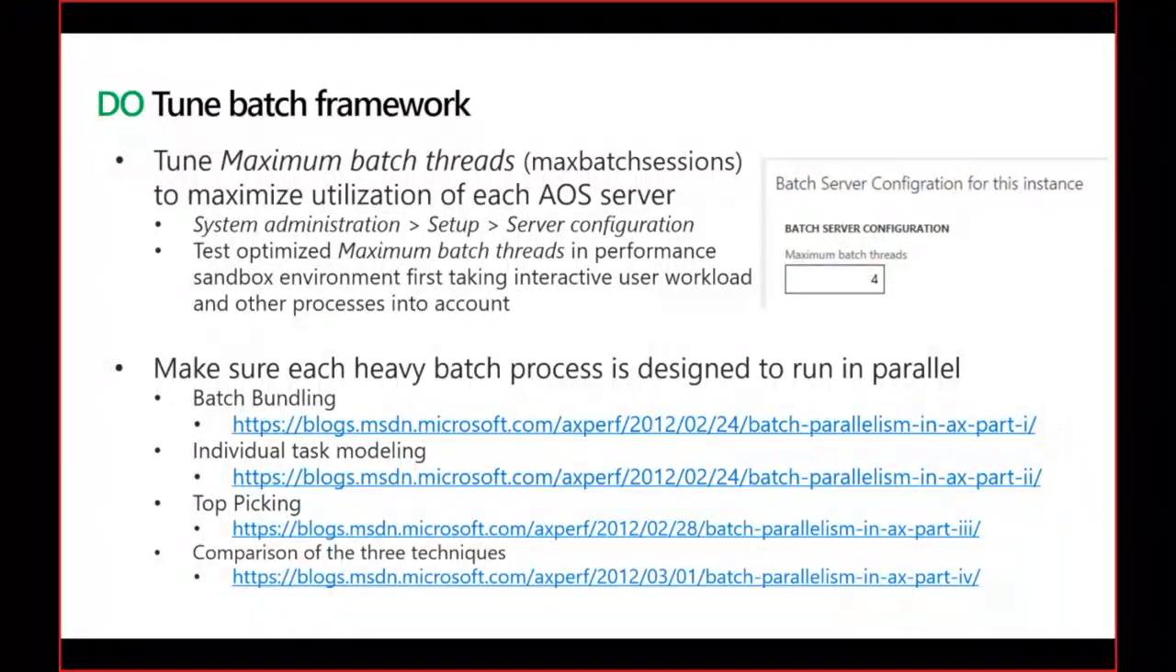The other thing I would like to highlight here are some of the techniques that you can use to run your batches in parallel. And this is, of course, done in the design and then development phase. These are blog articles. They can also apply for previous releases, so they're not very recent, but the same principles still apply. For your batch workload, you could still use different techniques to use parallelism, like batch bundling, individual task modeling, or top picking. And then there is a comparison of the 3 techniques you can find in these blog articles.